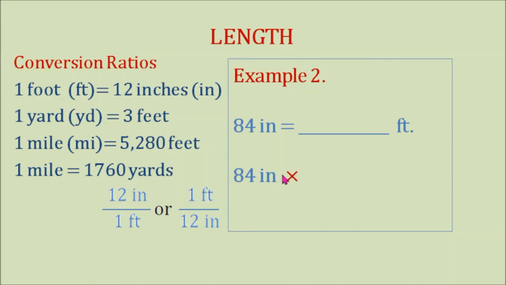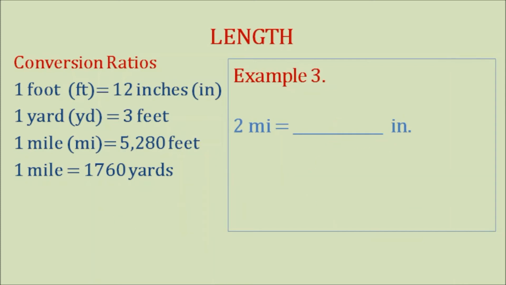Again, since we need to cancel out inch, that means we need the one with inch on the denominator, and it's the second one. Now this means inch cancels out, and we have 84 times 1 foot divided by 12, and that's 7 feet. Example number 3. 2 miles equals how many inches?